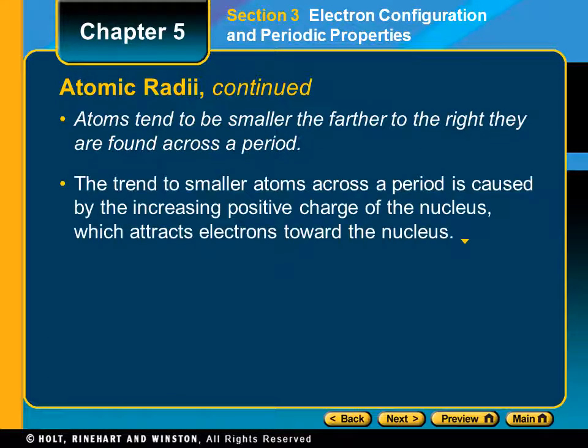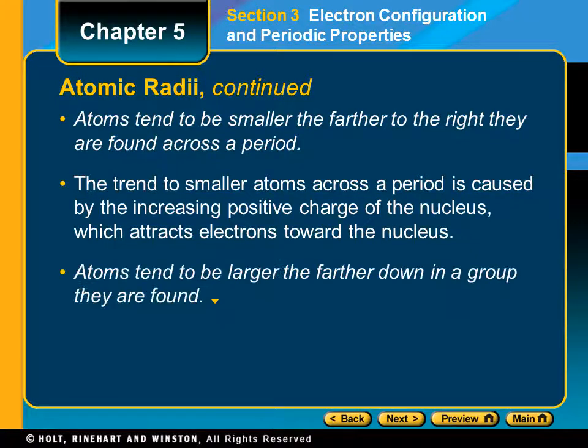The trend to smaller atoms across a period is caused by increasing positive charge of the nucleus, which attracts electrons toward it. So, what does that mean? Well, the farther you move to the right on the periodic table, the more protons there are. The more protons there are, the more positive charge there is, the stronger the attraction of the positive charge for the negative, which pulls the electrons toward it, tending to make the atom smaller.